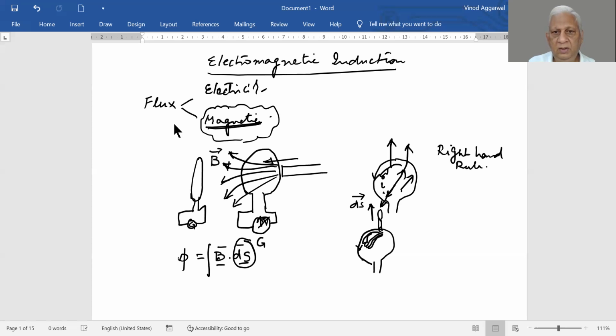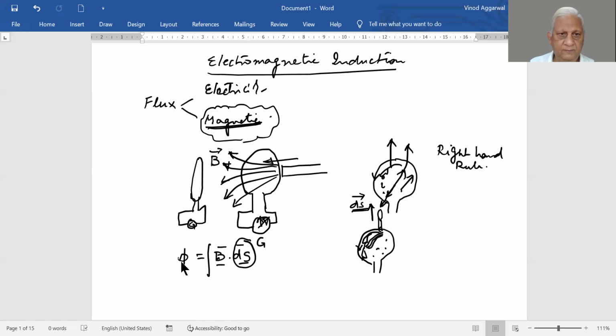Once again, take your right hand, curl your fingers in the same direction as the current. The thumb will give you the direction of dS. Now the direction of dS can keep changing from place to place, so you have to be careful to find out the correct direction of dS. But in many geometrical shapes, dS is not very difficult to find.